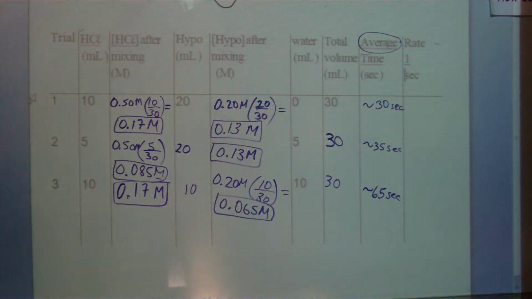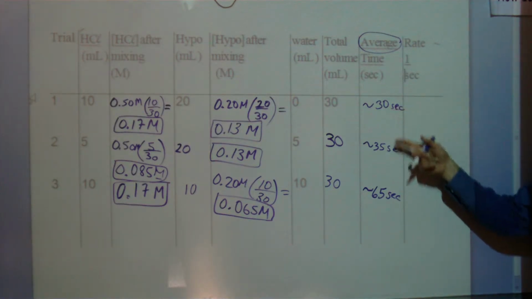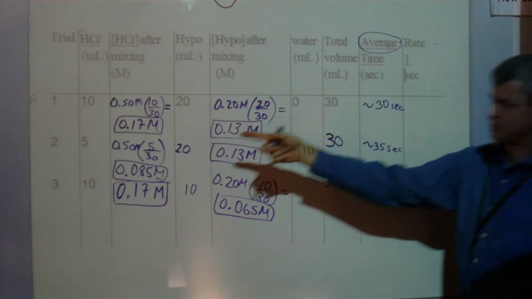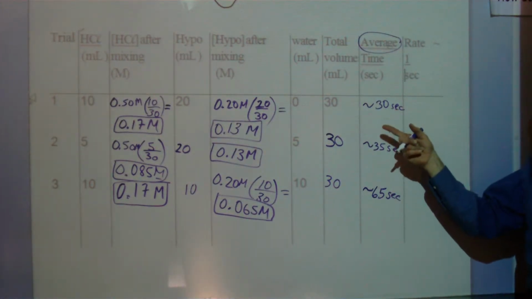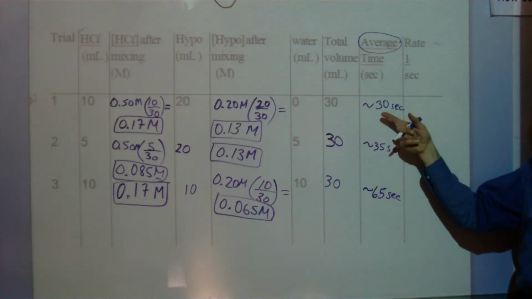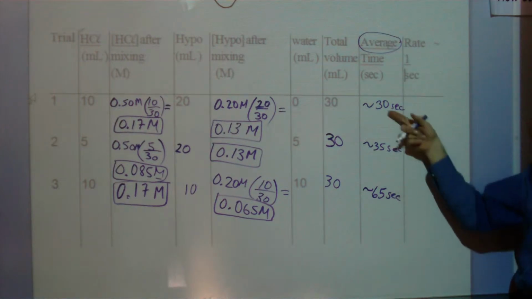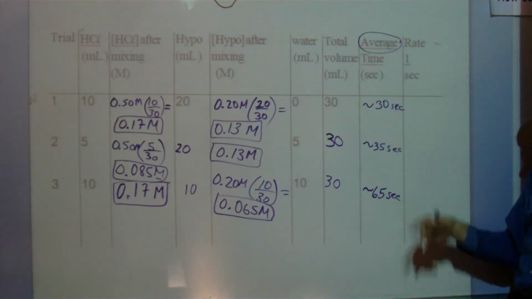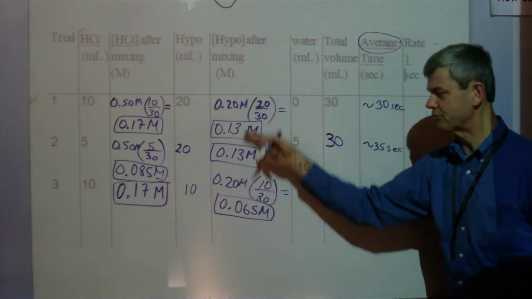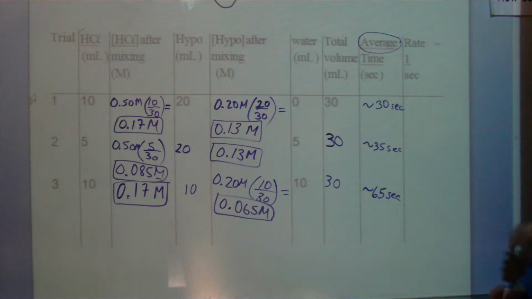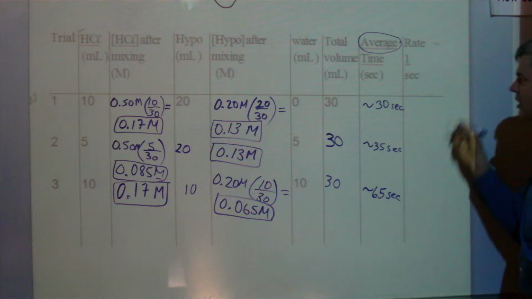Now, interestingly, changing the HCl concentration did not affect the time that much. That means that the concentration of HCl, according to our experiment, does not change the rate of the reaction. The speed at which that sulfur is produced is not as dependent on HCl as it is on hypo, because you see quite a considerable change in time for the variation in the hypo concentration when we did that from trials 1 to 3. Again, I'm always using trial number 1 as more or less my control.